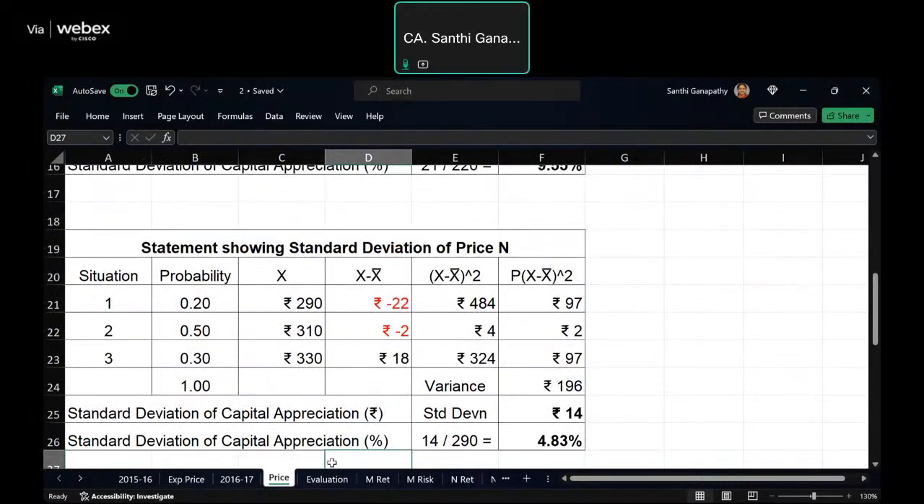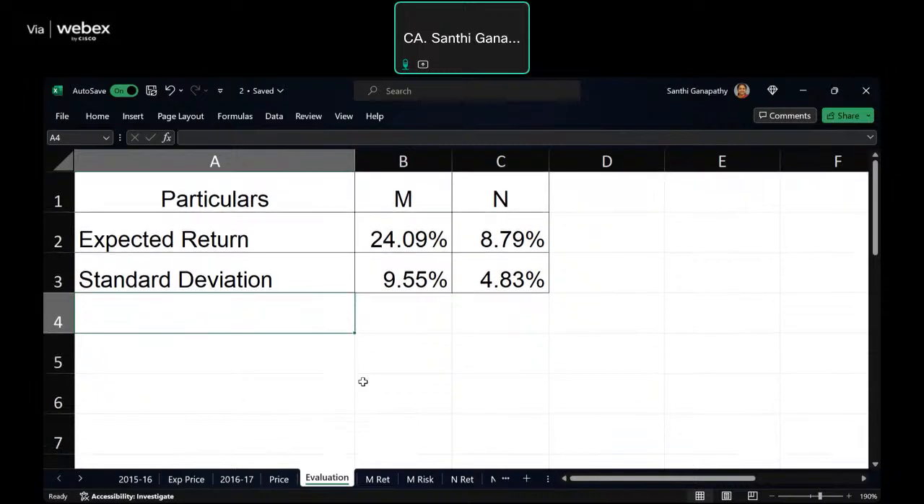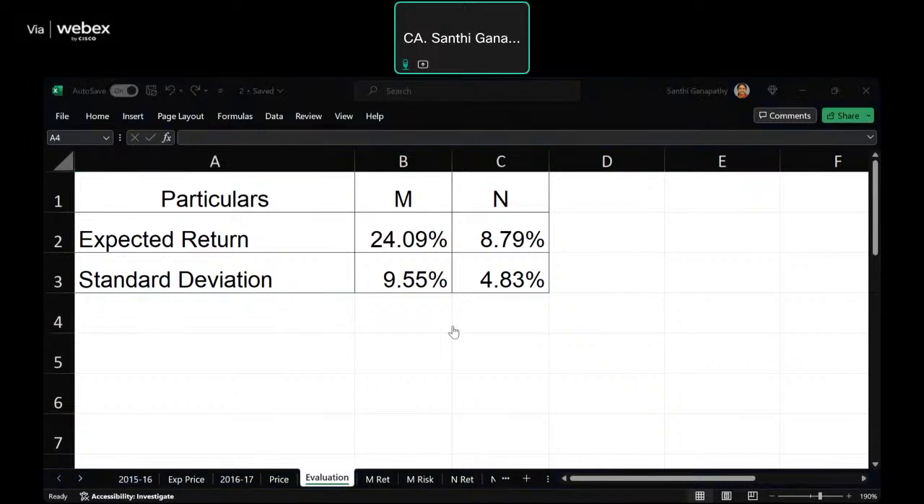So is this done? Now coming to evaluation, it stated you need to find the expected return and also the relative risk using standard deviation as a measure of risk. So are you through with this? Till this, are you through?